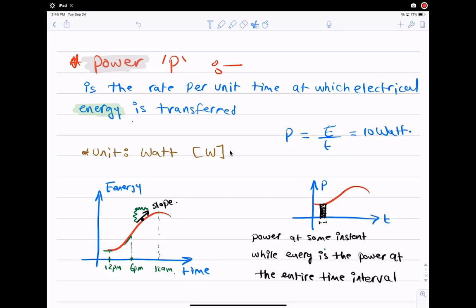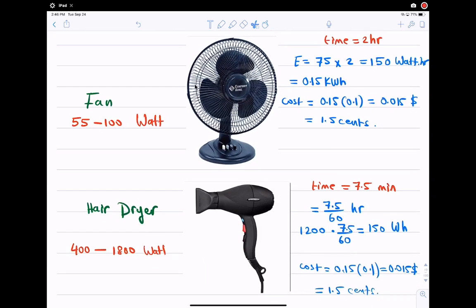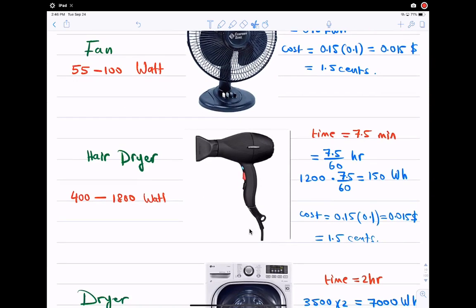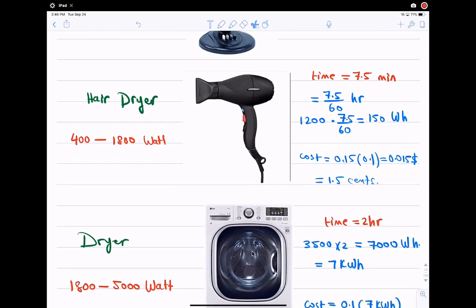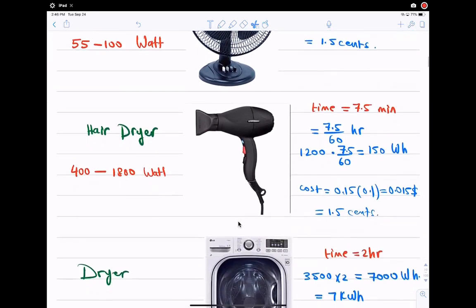Hello, what is power? Power is the rate per unit time at which electrical energy is transferred. Now, to understand this concept, let's think of those three machines: 1, the fan, 2, the hair dryer, and 3, the dryer machine. Which one uses the most power?